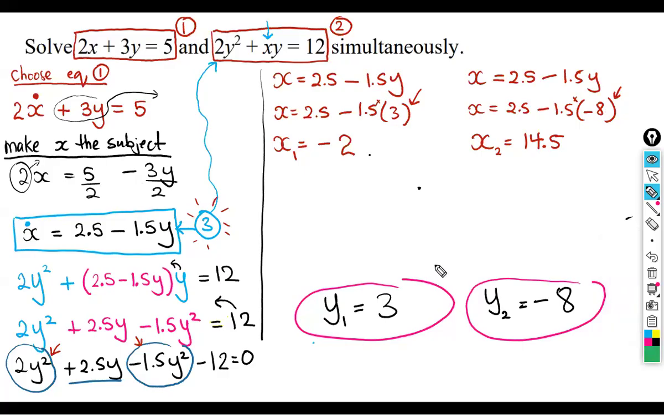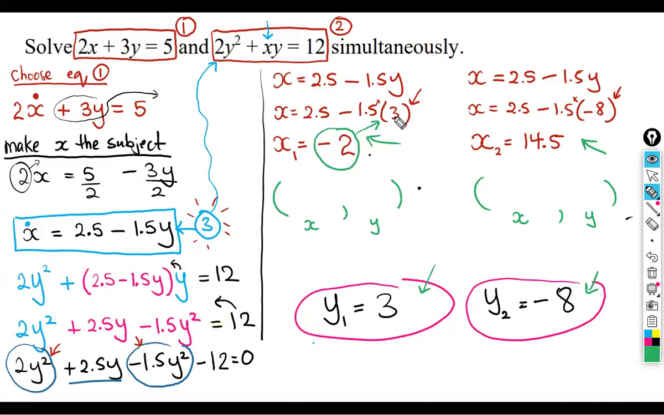Now, you can't leave your answers for y down here and your answers for x up here. The examiner is not going to appreciate that. You have to put it in coordinates form. Remember, in coordinates form, the x comes first and you have a corresponding y after. When x was minus 2, the corresponding y value was 3. Remember, when we substituted in 3, we got the minus 2. So the two of them are relatives. So minus 2 and the 3 go together. And when the x was 14.5, the corresponding y value was minus 8. That's how you write it.